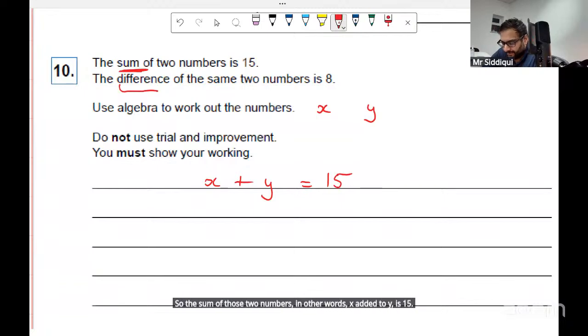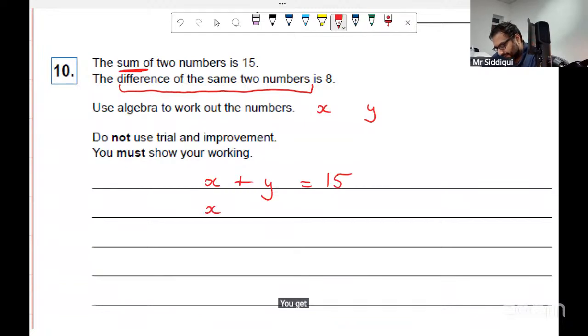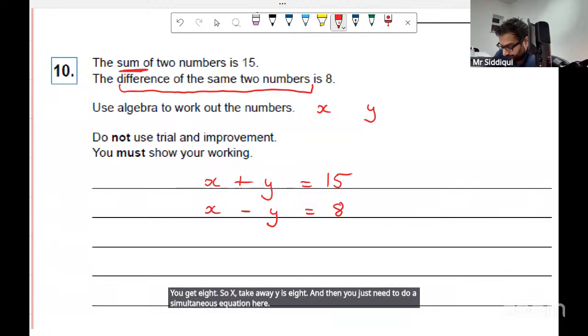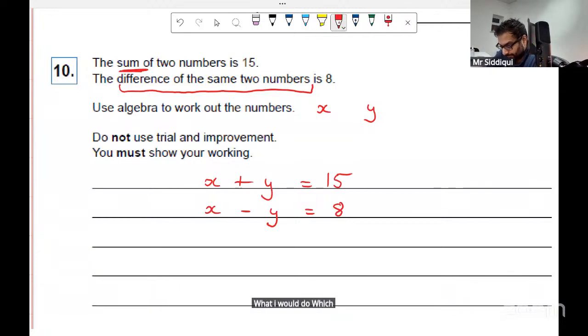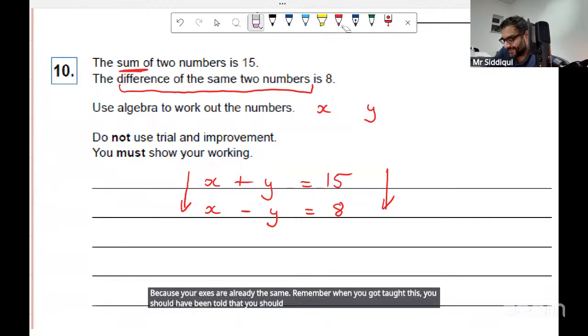And then the difference of the same two numbers is 8, which means that if you take one away from the other, you get 8. So x take away y is 8. And then you just need to do a simultaneous equation here. What I would do, which I feel like most people should do, is subtract this way, because your x's are already the same. Remember, when you got taught this, you should have been told to try to make your x's the same or the y's the same. Now, the x's are already the same. There's 1 and 1 here, and they're both positive.